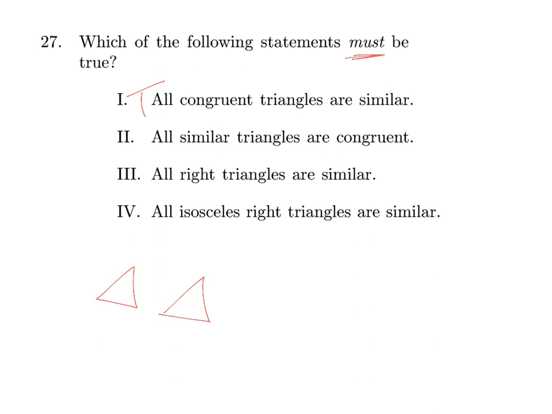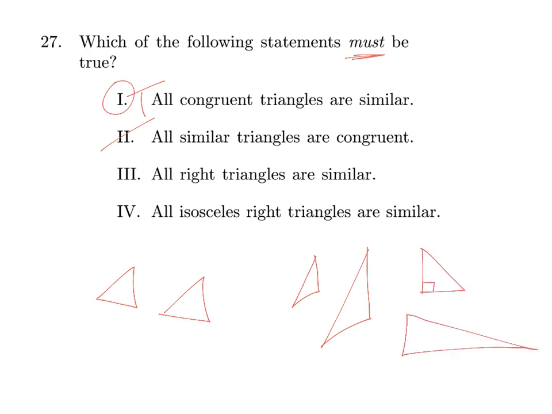All right, for part 2, all similar triangles are congruent. No, here's two similar triangles. But do they overlap perfectly? No, they're not the same size. They're not congruent. That's not always true. And all right triangles are similar. Here's a right triangle. Here's another right triangle. Are they similar? No. Sometimes they will be though, but not always.